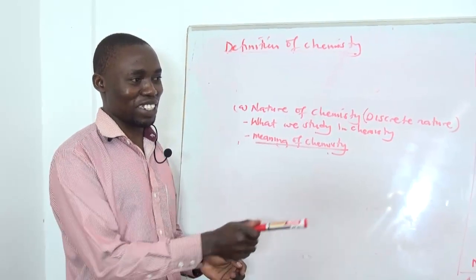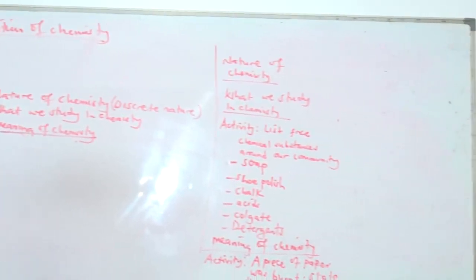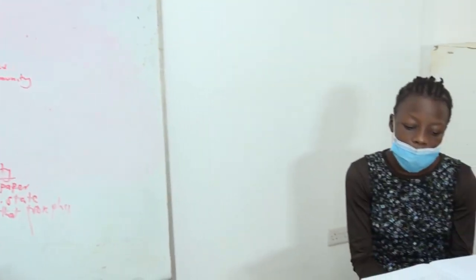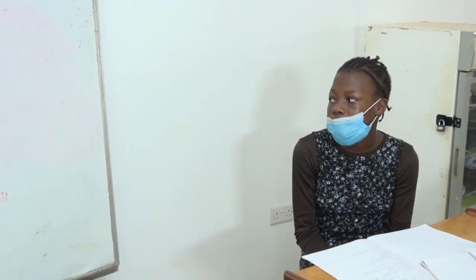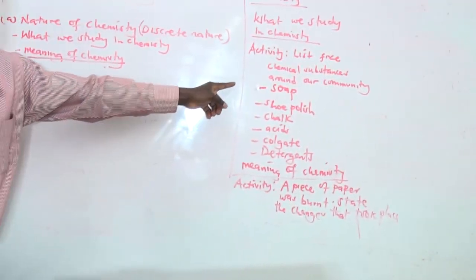Yes, Patience, what is chemistry? Chemistry is a branch of science that deals with the study of matter under different conditions. Say it again. Chemistry is a branch of science that deals with the study of matter under different conditions. Thank you very, very much, Patience. Did you pick it from this discussion here?